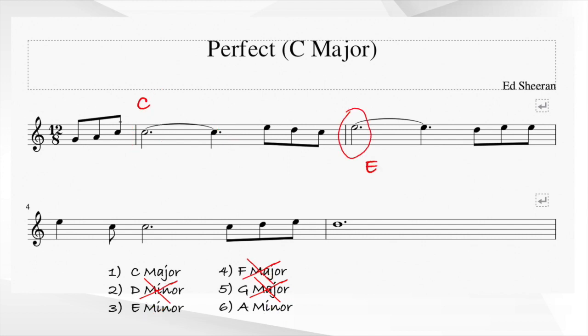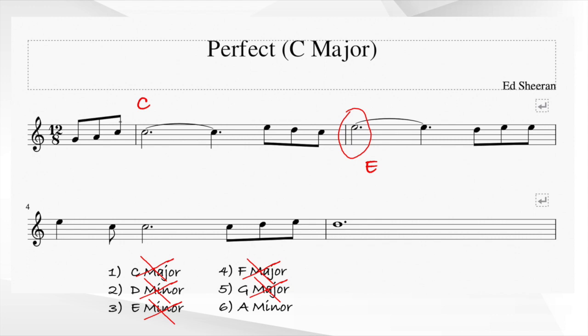Let's repeat this process for the next chord, where the melody note is an E. Using the same logic, we eliminate the chords that do not contain E, and are left with C major, E minor, and A minor. Further testing eliminates C major and E minor, as they do not sound right, and we can thus guess that the chord here is an A minor.